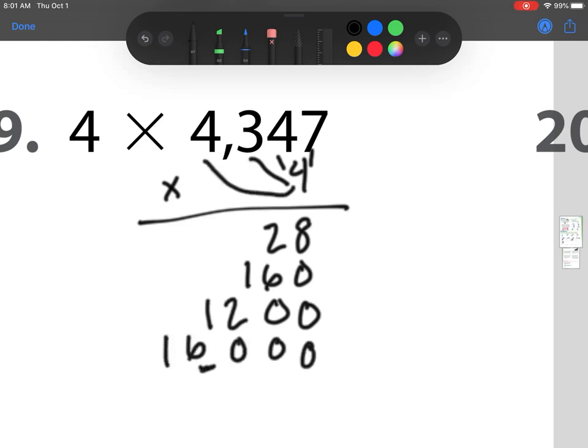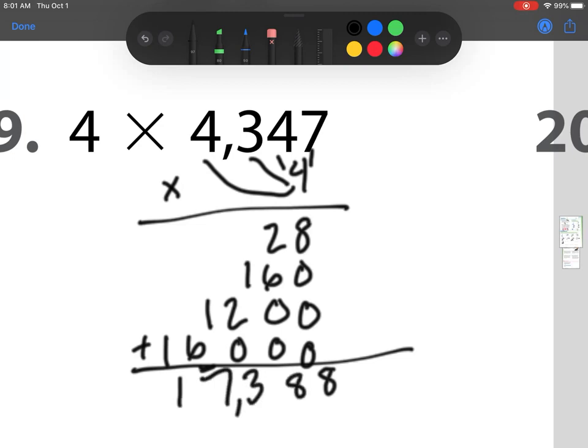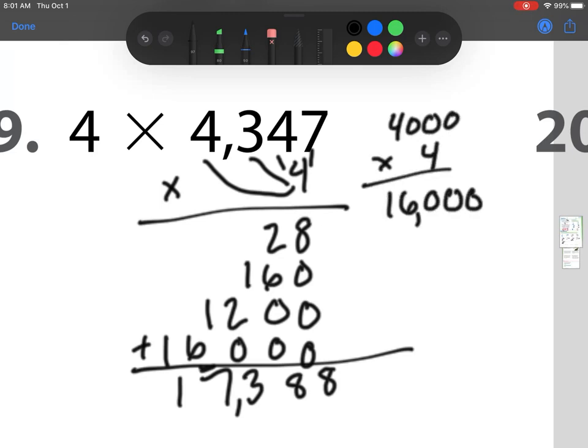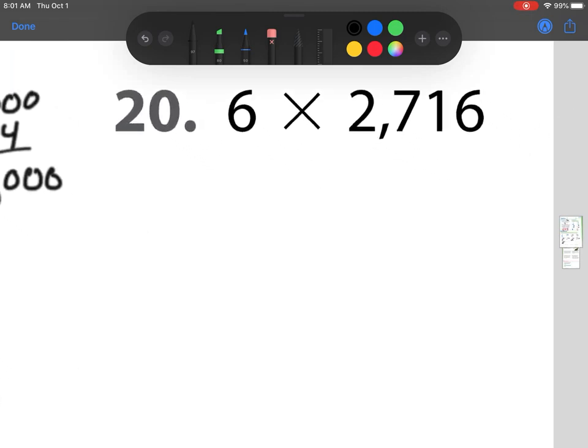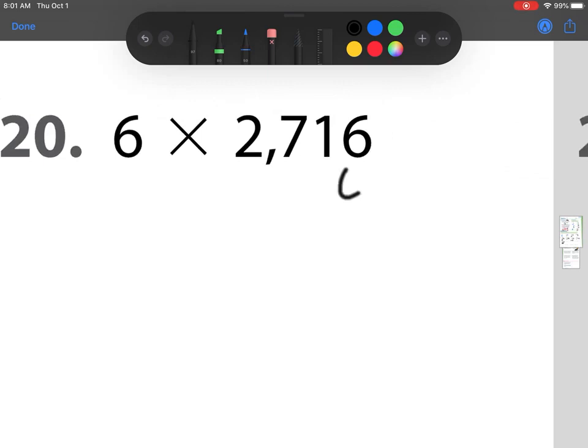4 times 4 is 16. So now I can add them up. 8, 8, 3, 7, 1, 17,388. This is close to 4,000 times 4, which should be close to 16,000. So my answers check out since they are reasonable. They're close to each other.